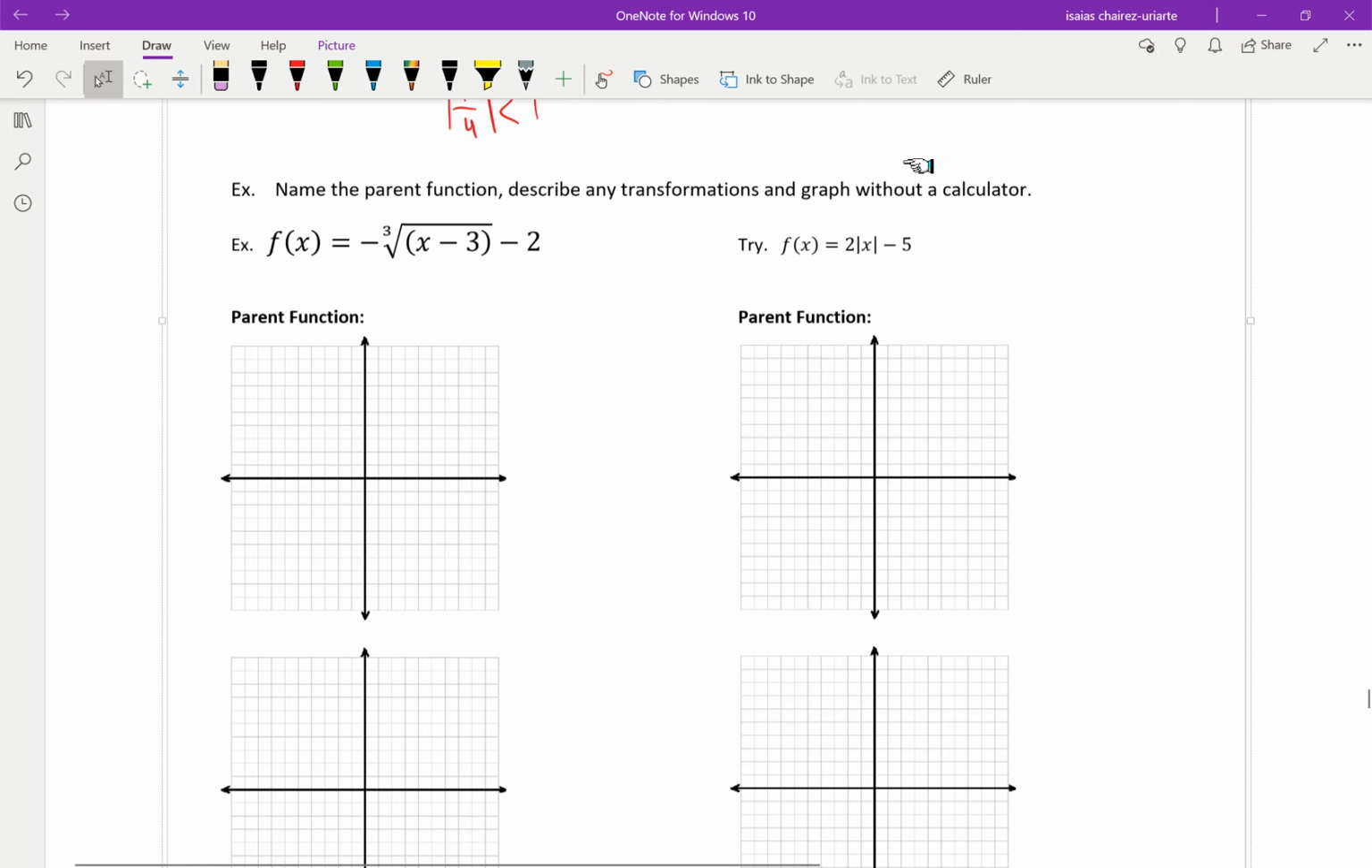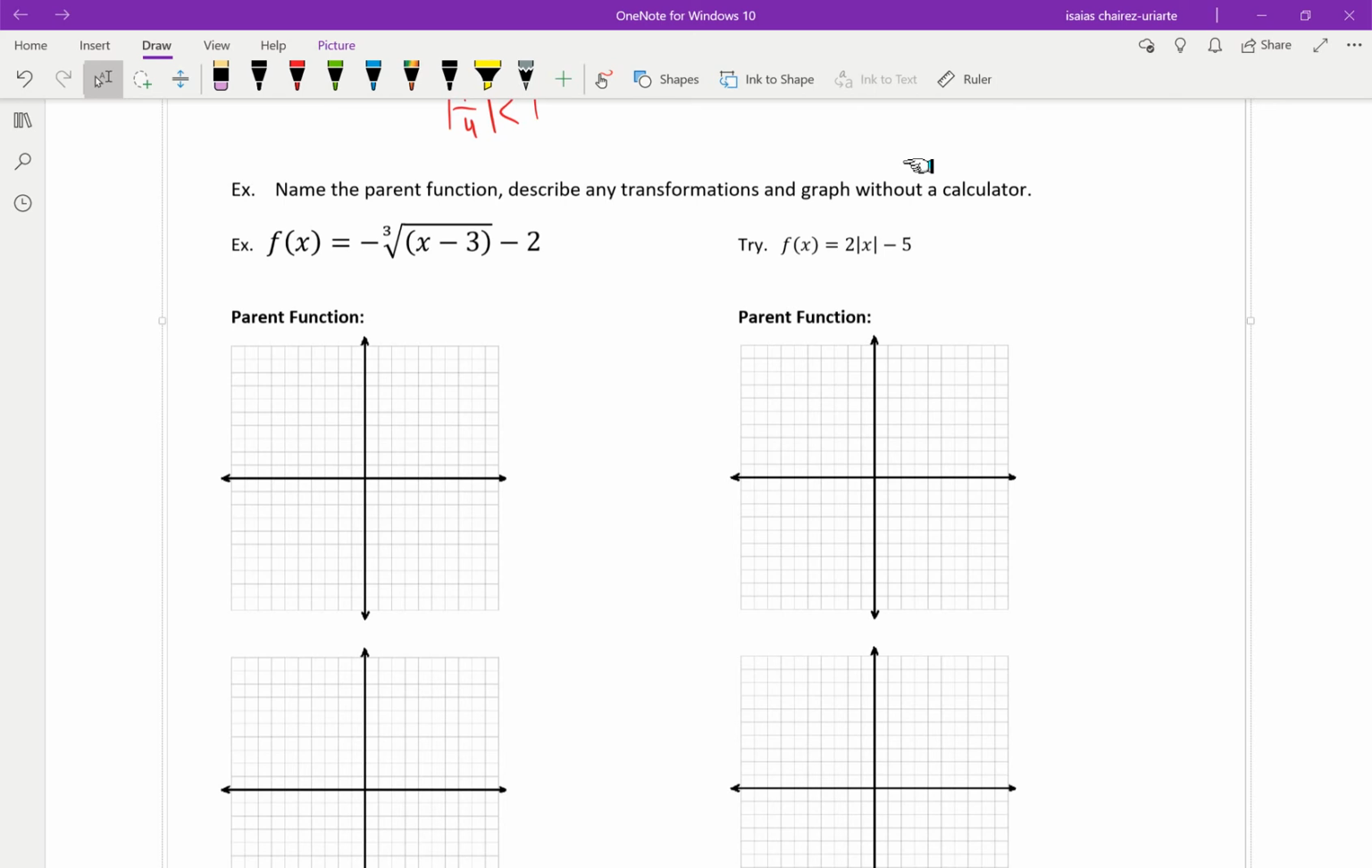Okay, this is the second part of section 2.5. We're dealing with transformations of functions. So in the first part we talked about shifting the graphs vertically, shifting our graph horizontally. We talked about reflecting across the x-axis, reflecting across the y-axis. We talked about stretching and shrinking our graph vertically and stretching and shrinking our graph horizontally.